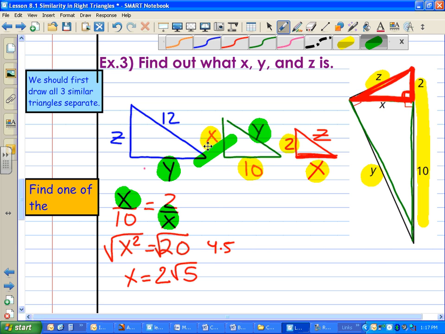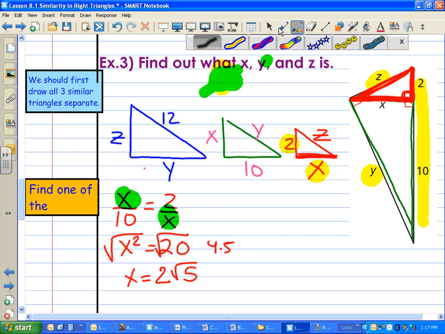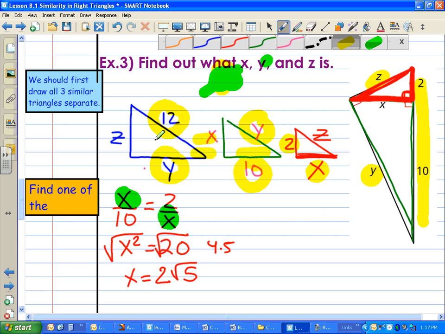How about, I hope you see where I'm going to go with this. Let me get this out of the way though. I'm getting confused. Okay, here's what we're going to use now. I'm going to use 12 and y equals y and 10. There's your proportion right there, okay? 12 over y equals y over 10. There's your proportion. 120 equals y squared.